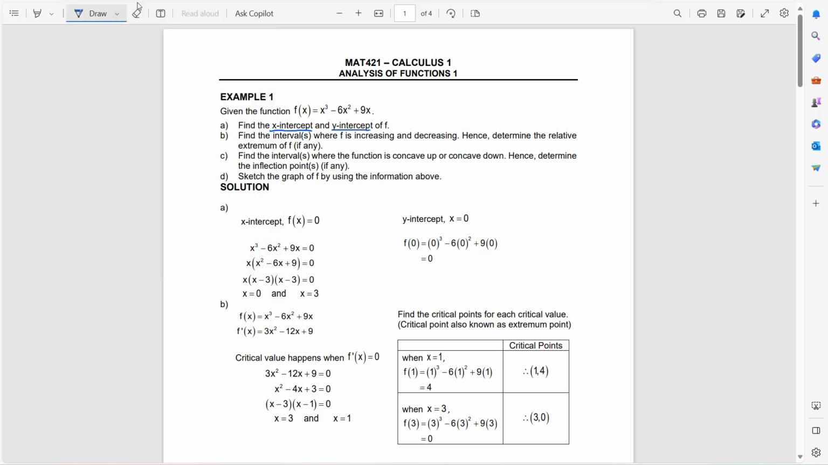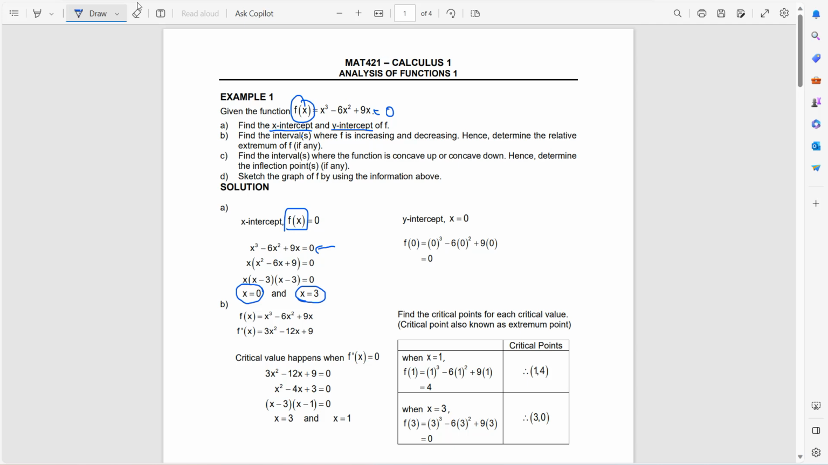and y-intercept. So x-intercept happens when f(x) equals to 0. So f(x) is going to be this part, and then we make it equal to 0. After that, we can solve this equation by using your calculator, and then we get the two values of x: x equals to 0 and x equals to 3. So the x-intercepts for this function are x equals to 0 and x equals to 3.